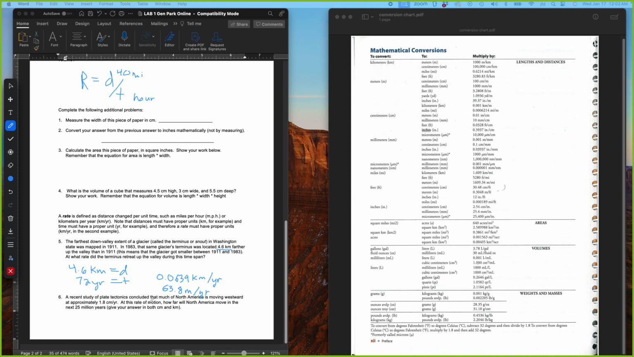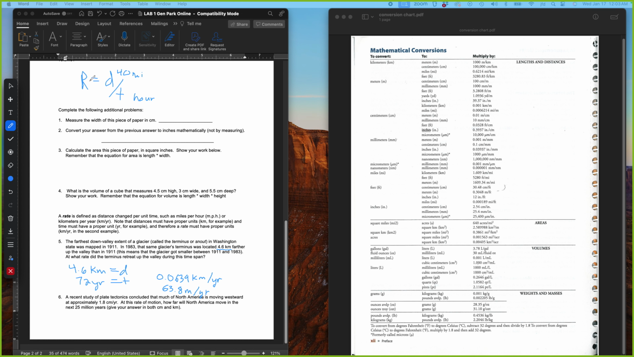Okay. For the last question then on the worksheet, question 6, a recent study of plate tectonics concluded that much of North America is moving westward at approximately 1.8 centimeters per year. At this rate of motion, how far will North America move in the next 25 million years? So they want our answer in both centimeters and kilometers, okay?